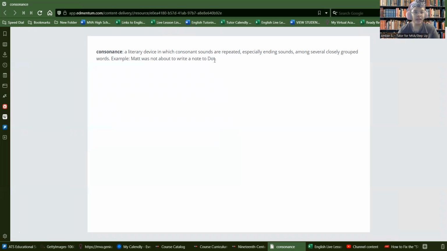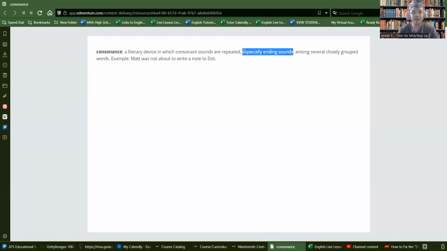Keep in mind that consonants doesn't have to be at the beginning of a word. I feel like most of you are going to think of alliteration, which is when consonants repeat at the beginning of a word. Consonants is when a consonant sound is repeated in a sentence. It doesn't matter where the word is, or where the sound is. It says here, especially ending sounds, but as long as they're not at the beginning, which is alliteration, it could be counted as consonants.